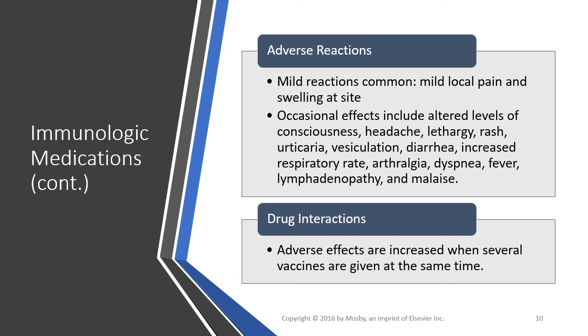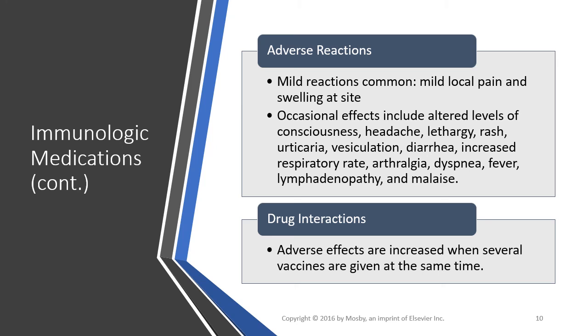There are some other effects that can be treated symptomatically. You can advise a person to pre-medicate with something like Benadryl if they're going to get a rash or if they've had a history of a reaction before. Have them pre-medicate with some Tylenol if that's going to help. That also helps with the vesiculation, which is the blisters, and the urticaria, which is the itching and the hives.